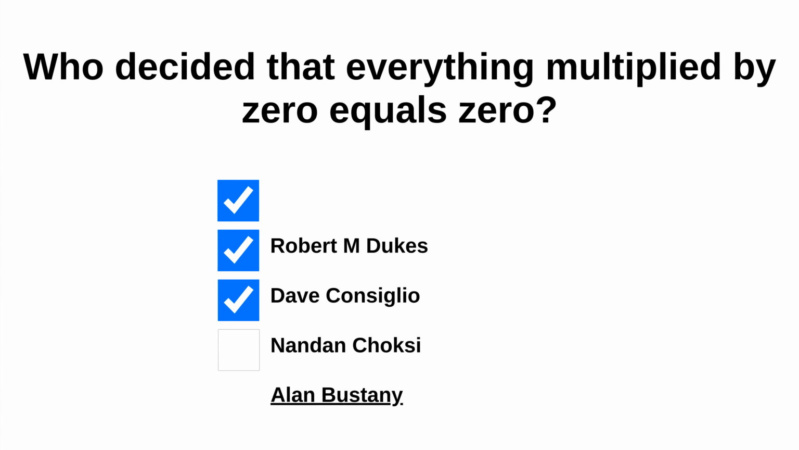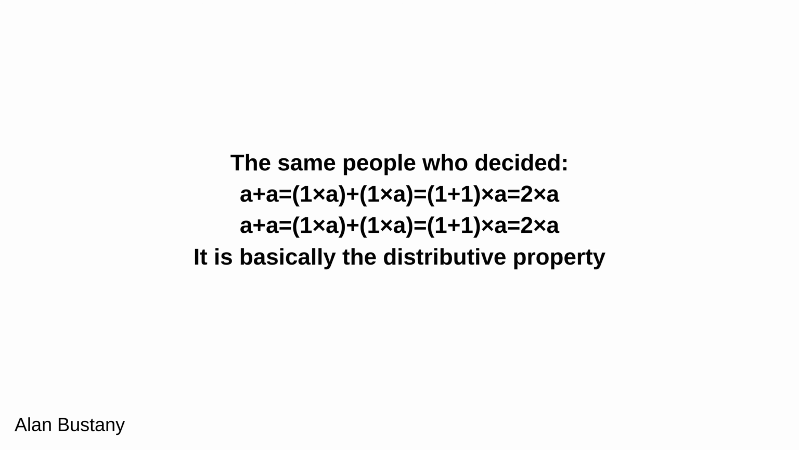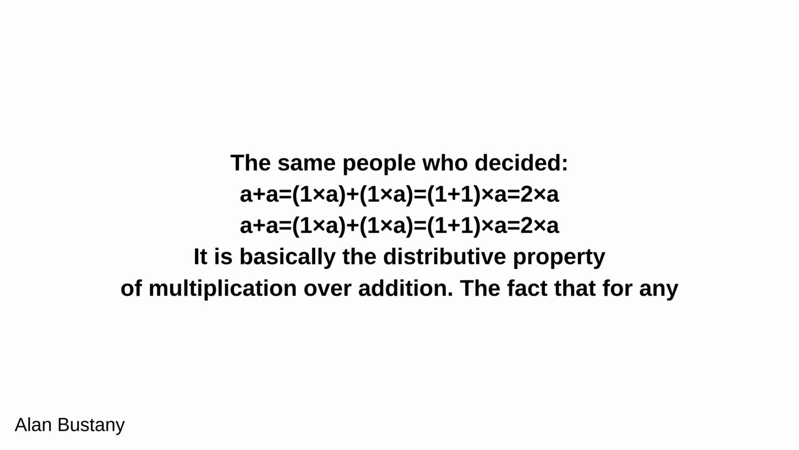We continue with Alan Bustany's answer. The same people who decided a plus a equals 1 times a plus 1 times a equals 1 plus 1 times a equals 2 times a. It is basically the distributive property of multiplication over addition.